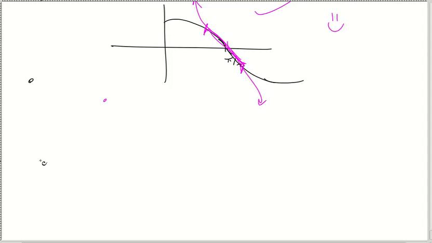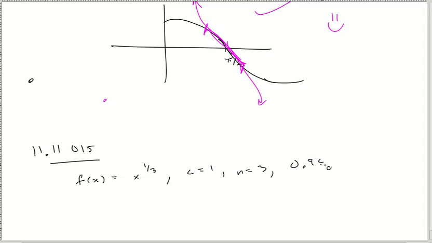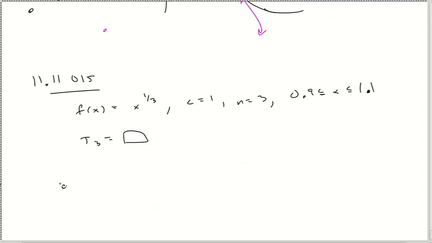We've got 11.015. f of x is equal to x to the 1/3, not cubed, so the cube root. c equals 1, n equals 3, and it gives me a little domain between 0.9 and 1.1. We'll talk about that in a little bit. Right now we're going to just focus on getting the third derivative and all that kind of stuff.